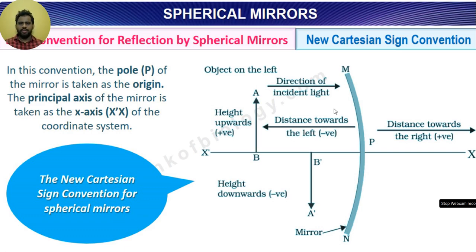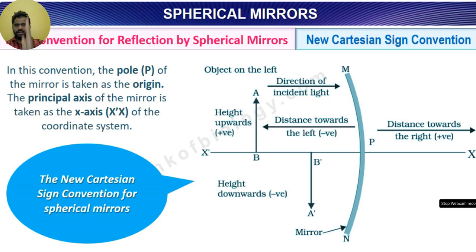Now if the object is on the left, any distance towards the left is taken negative. So whenever the object is on the left, it is taken negative. And whenever there is a distance towards the right, behind the mirror, it's positive. Anything height upwards is positive and height downwards is negative. This is similar to the Cartesian plane that we study in mathematics.